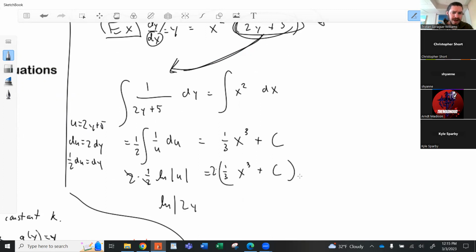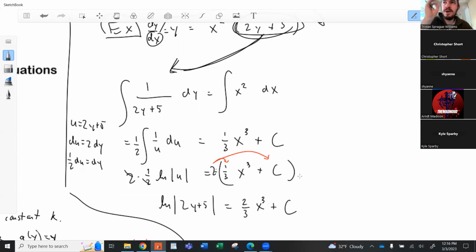Now u was 2y plus 5, right? Now I'm going to distribute multiplication by this 2 here. 2 times 1/3, 2/3. But here, if I take my arbitrary constant c and I double it, it's still an arbitrary constant. So I'm not really going to change that. I'm not going to bother writing 2c.